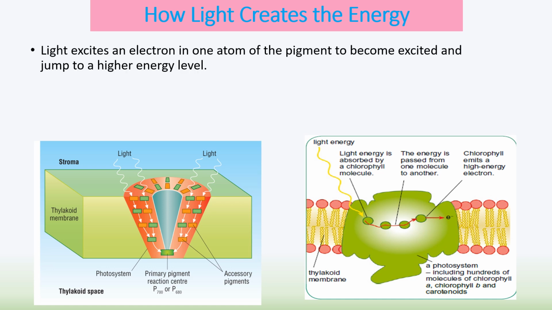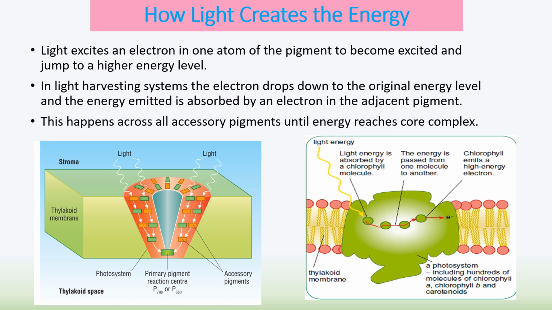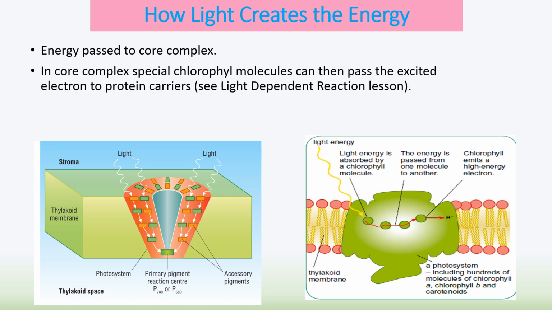So it says here, light excites an electron in one atom to become excited, and as it gets passed along, the energy level drops as it moves along, and it all happens until it reaches the core complex. In the core complex, there are special chlorophyll molecules that then pass on excited electrons to the carrier proteins.